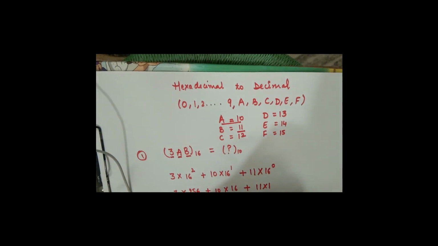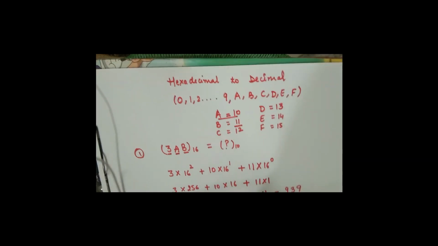Okay, now it will be 11 plus 160 plus 768. Now the result here will be 939. So this is the decimal equivalent of hexadecimal number 3AB. Clear? Let's take one more example.